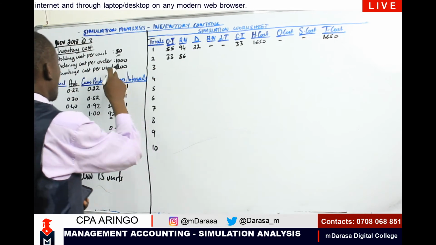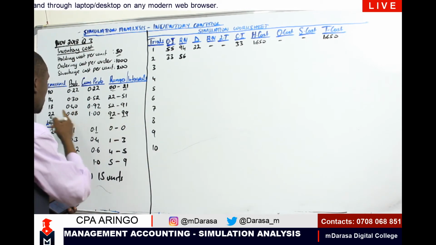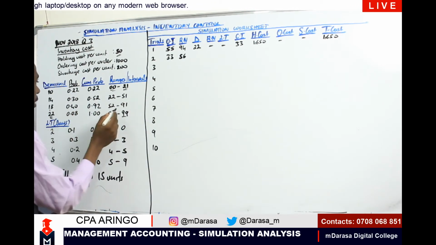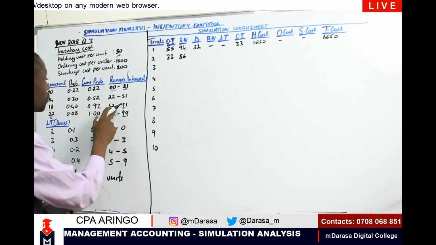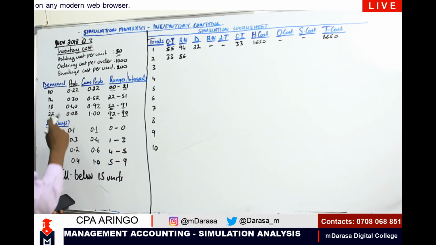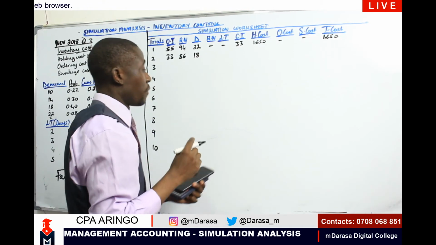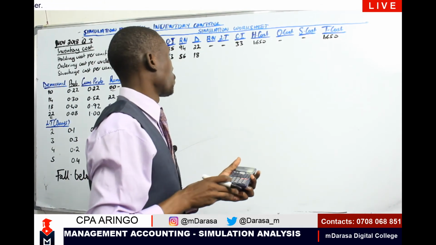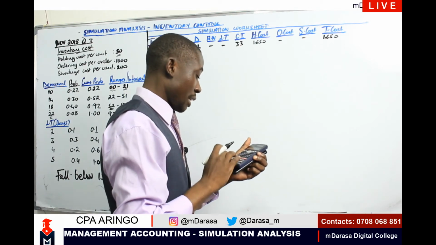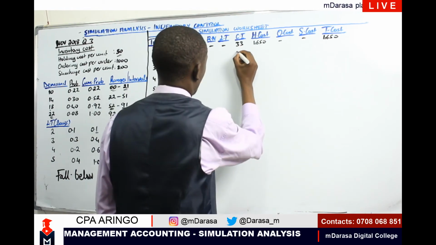And look at our demand. Where will 56 fall? 56 is falling in between 52 and 81, and that should give us a demand of 18 units. So I'm having 18 units. So therefore, what will be our balance as at the end of the day? I should be having 33 minus 18 to give us 15 units.